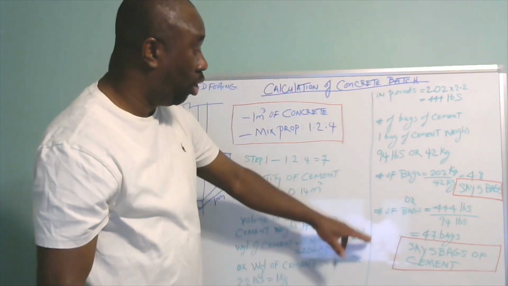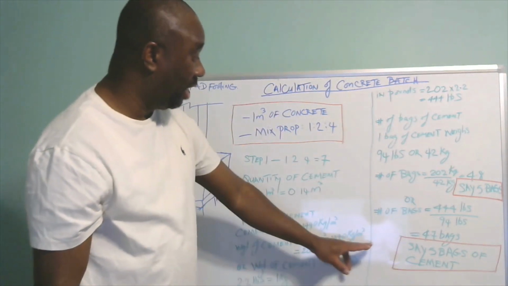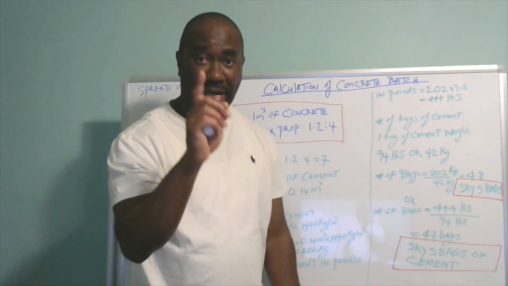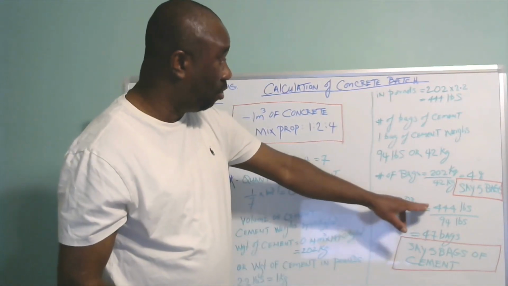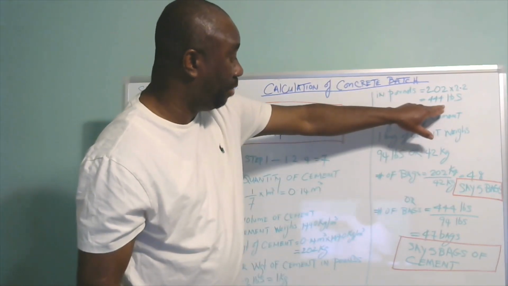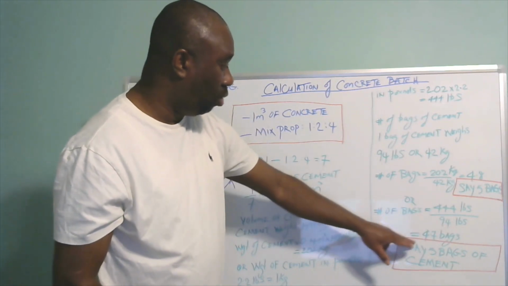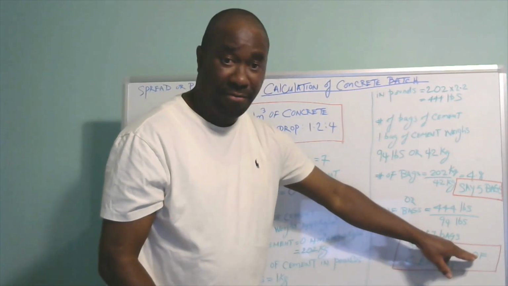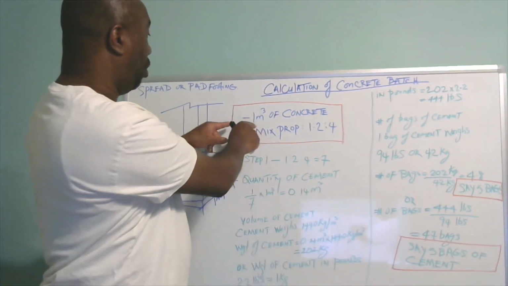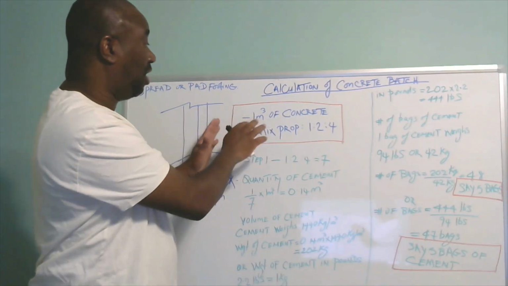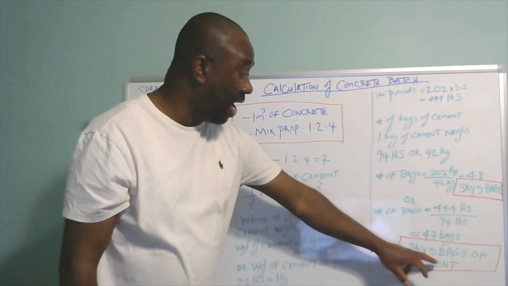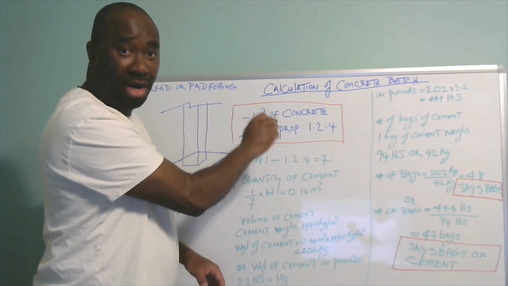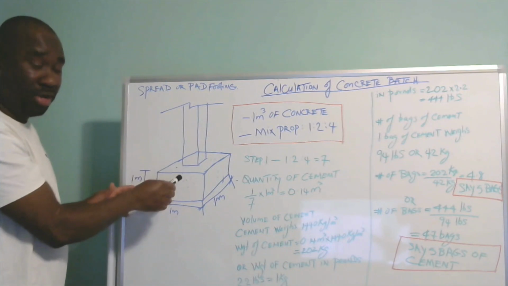So we are now going to work out the bags of cement in pounds. We know that a bag of cement is 94 pounds. So we divide that 444, which we calculated for pounds, by 94 pounds, and we ended up with 4.7 bags, which comes out to be 5 bags of cement. So to sum this up, in terms of your cement, we're going to need 5 bags of cement to mix this 1 meter cube of concrete for this spread footing.